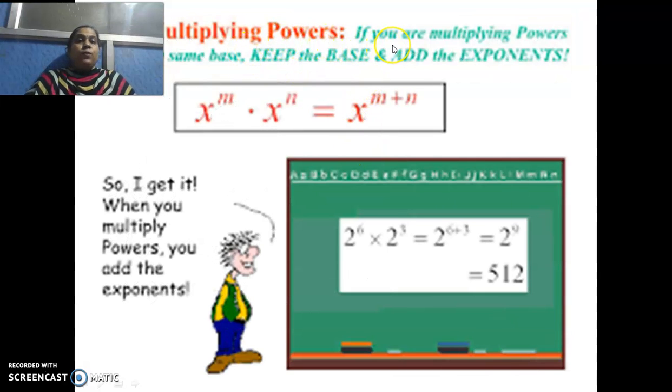Multiply the powers. If you multiply powers with the same base, keep the base and add the exponents. This is the tricky question. X raised to m into x raised to n is equal to x raised to m plus n. So when you multiply powers, you add the exponents. A simple example: 2 raised to 6 into 2 raised to 3. I put m value as 6 and n value as 3. So it is 2 raised to 6 plus 3, obviously 2 raised to 9, and 2 to the power 9 is 512.